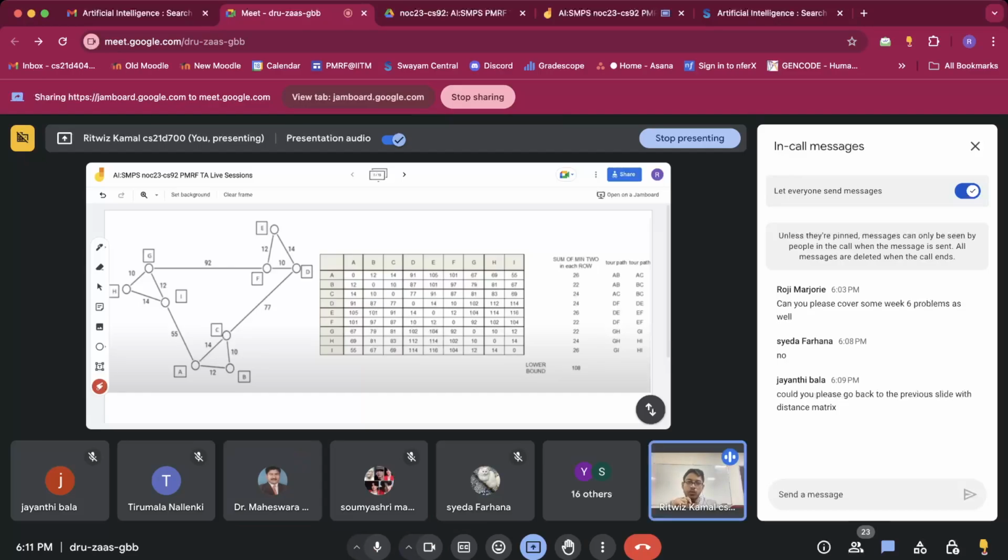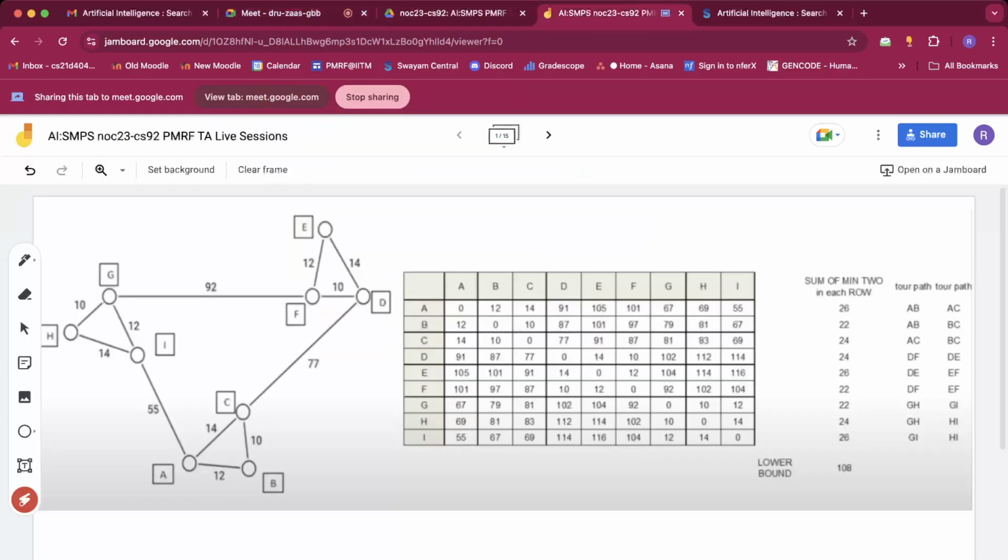Okay, so any solutions or partial solutions? Okay, so this is a small graph. Here we can actually try to find the optimal tour by hand itself. Let's say we start from this node A, and let's see which direction we can take.